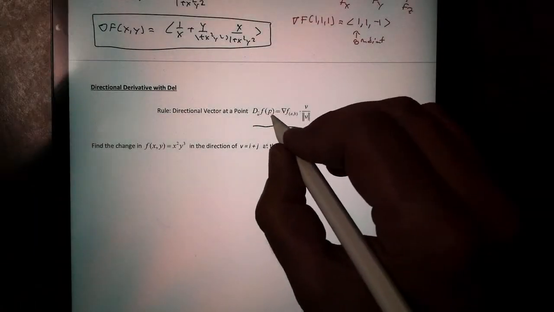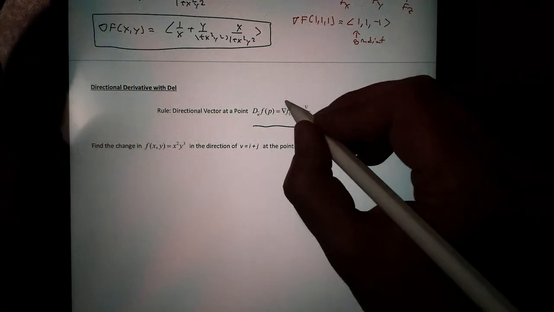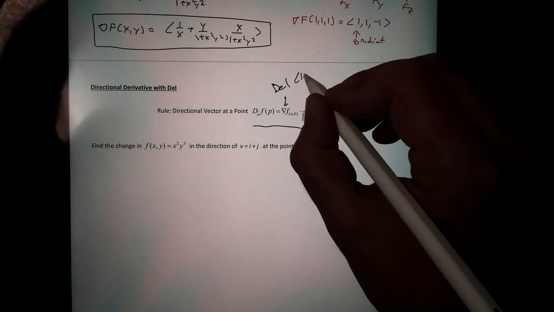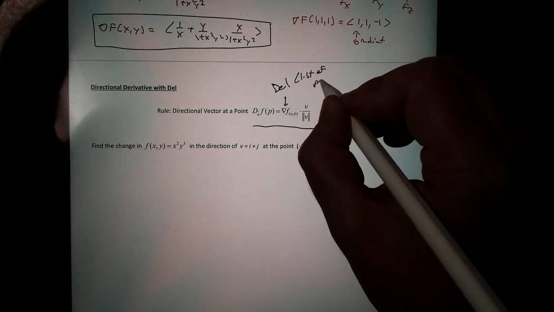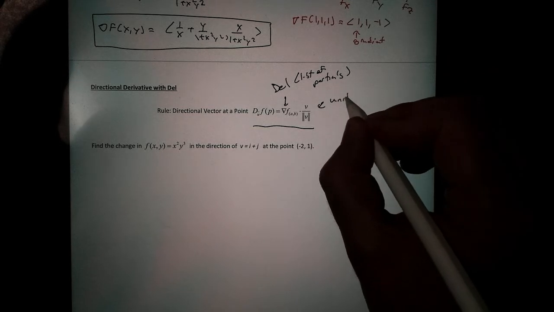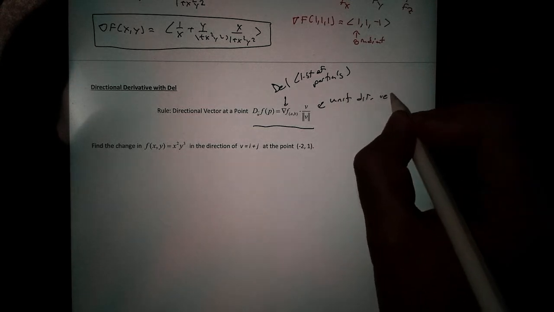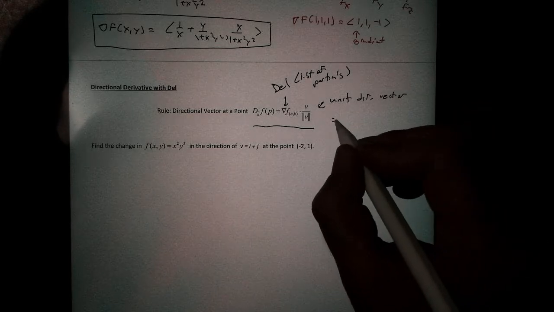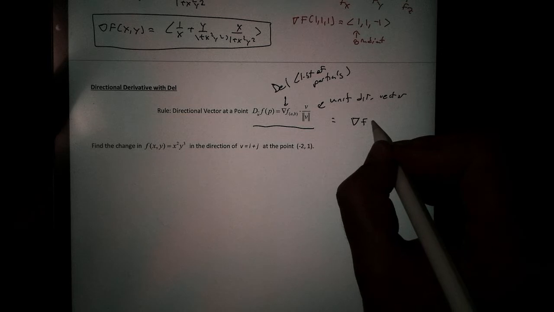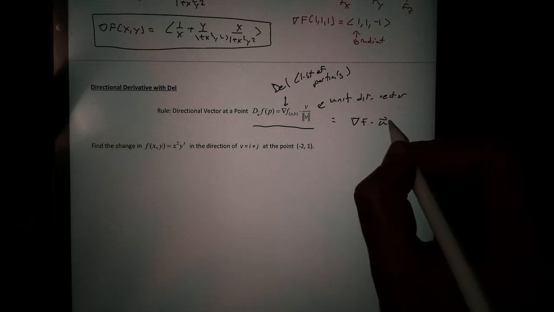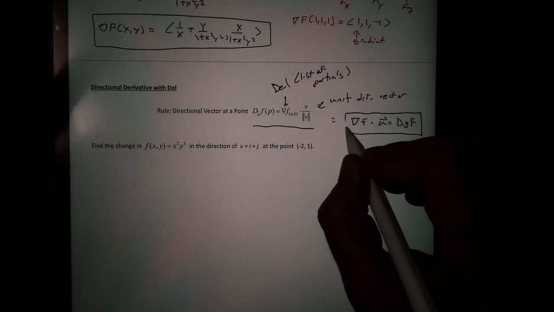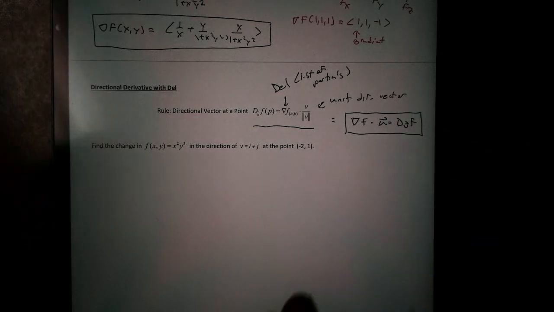To find the directional derivative at a point, we're going to take our del, remember the del, that was our list of partials as a vector, and we're going to dot that with our unit direction vector. In other words, it's going to look like this: del f dotted with u. And this is how we find our directional derivative. So that's the formula we're going to use.